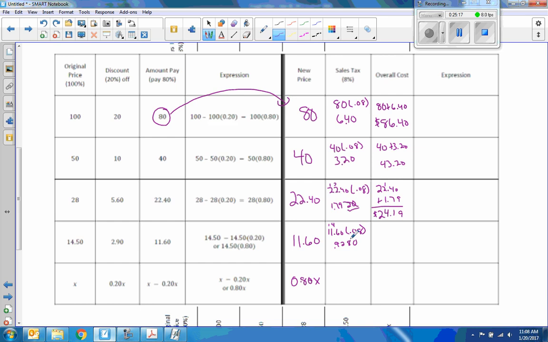So think about what you are doing. And all this is saying is this 0.80, we need to round up, so I would round that up to 93 cents. So this is going to be $11.60 for the discounted item, 93 cents tax, and totaling out to be $25.